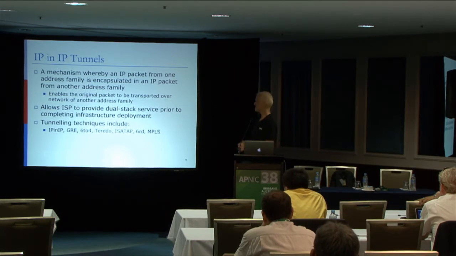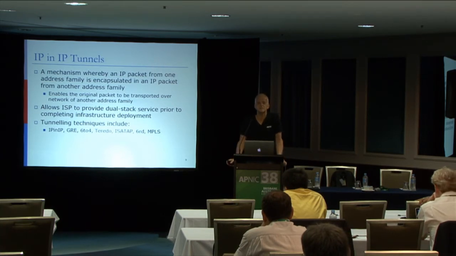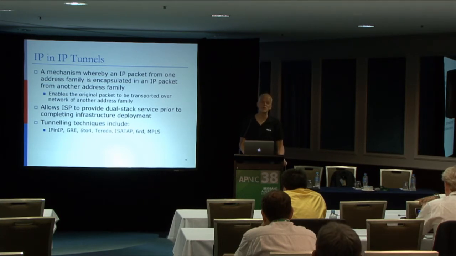So I've listed some of them there. IP and IP is the standard one. GRE was the generalized routing encapsulation, which is what Cisco invented many years ago. There's 6-to-4, there's Teredo, there's ISATAP, 6RD, MPLS, and so on and so on and so on. There are lots of others, I'm sure. But these are all tunneling techniques. We're encapsulating one packet inside another address family.